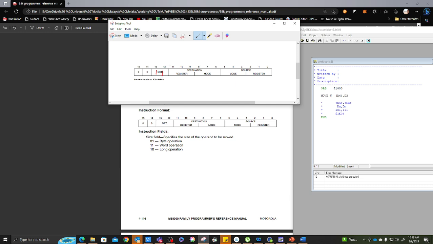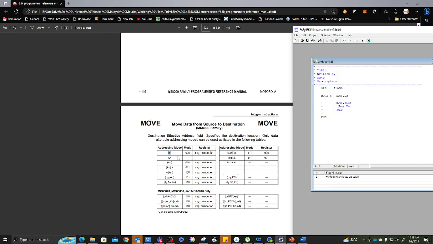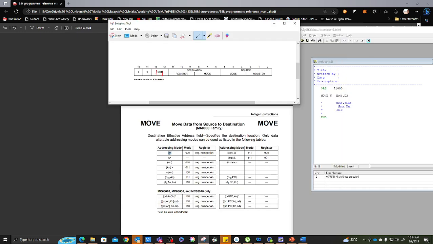Now look at the destination here. Destination is this one, right? D2. D2 means 010. Okay, this one we are not sure yet. We don't know what it actually wants, right? This is not DN. This is bracket AN. Let's look at the first destination here. Destination register. Destination is still using this one, right? This is DN, so the mode will be 000 here.